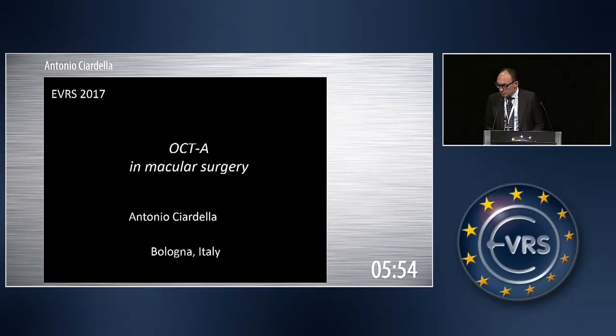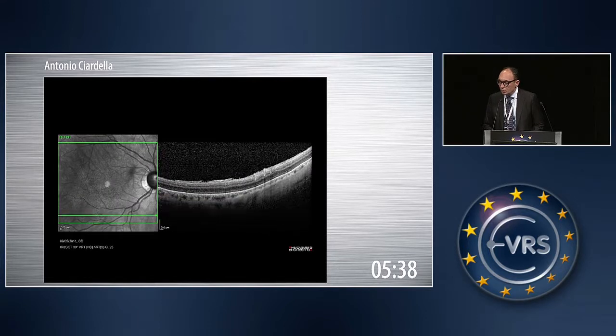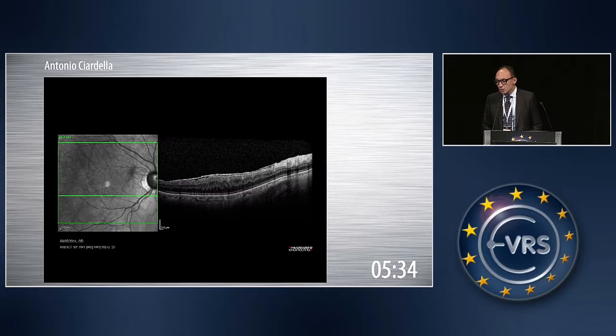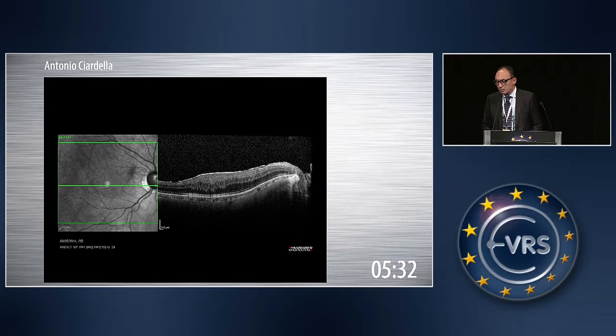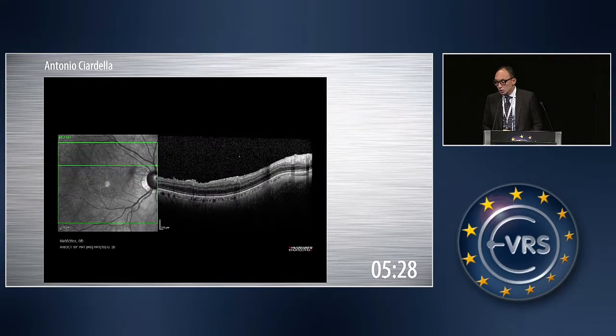I'm going to share our experience with OCT-A in macular surgery. We started using Spectralis, so two-dimensional OCT to look at patients with macular pucker and see if we could use all the information that we obtained from the Spectralis to reproduce a map of the macular pucker that could help us during surgery.